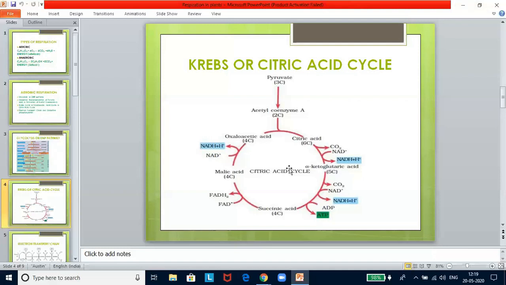So this is the Krebs cycle, and there are certain steps which I have given you additionally. Though this is sufficient for your exam, you need to understand what happens at each step, and again this cycle is very, very important.